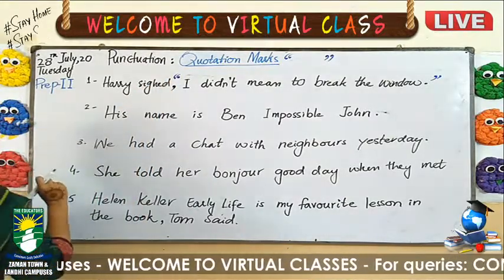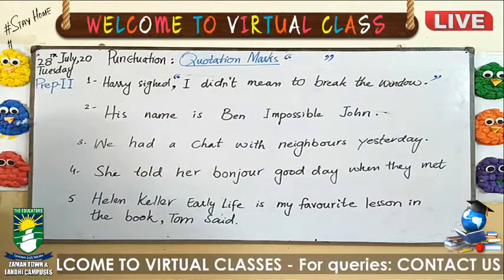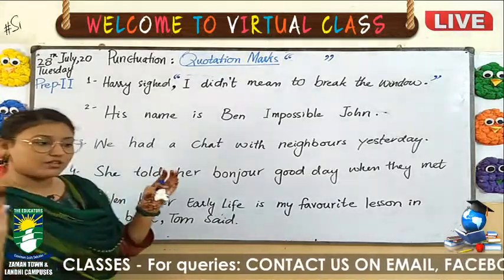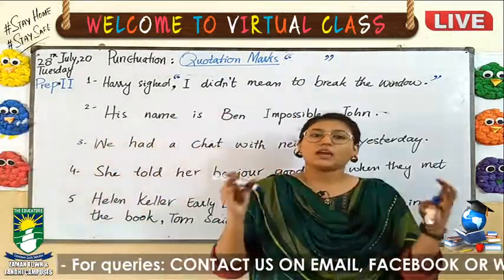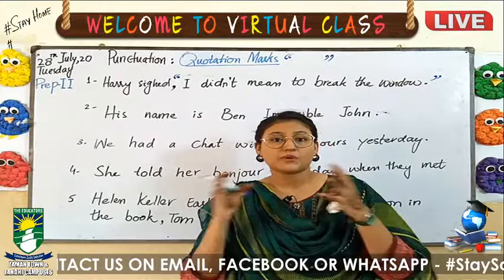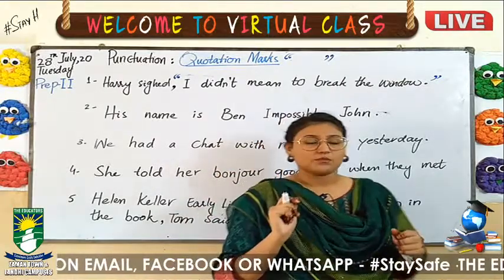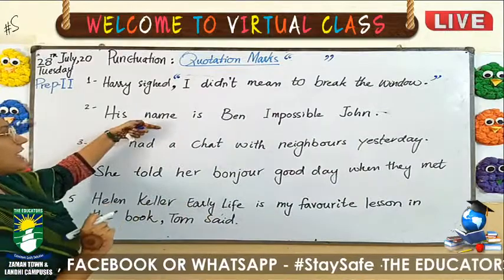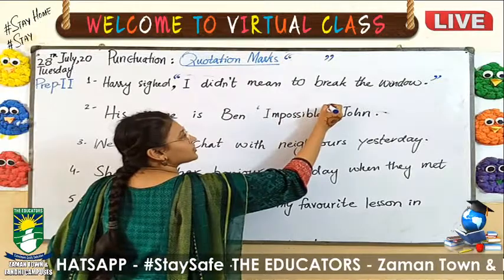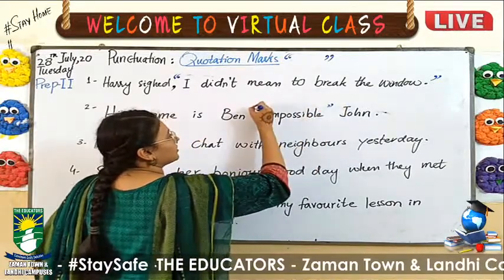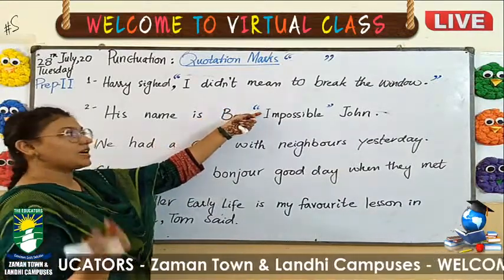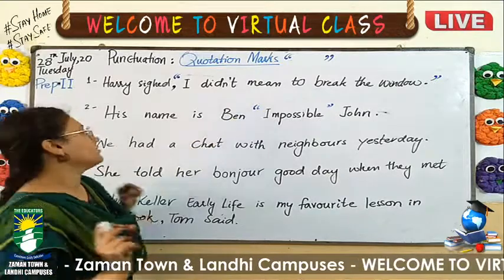Sentence number two, his name is Ben Impossible John. When we are showing any special characteristic of any name or any person or anything, we use quotation marks. His name is Ben Impossible. So here impossible is a special characterization, so we will put quotation marks. If you want to put single quotation marks, single inverted commas, you may. I have put double here.